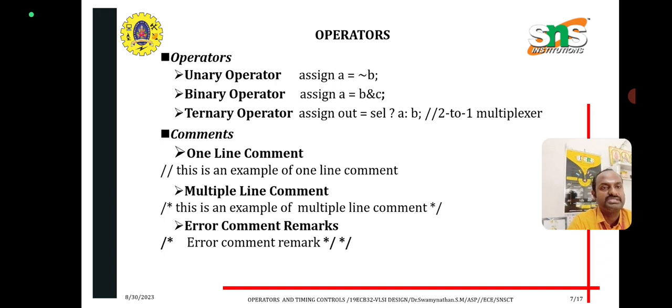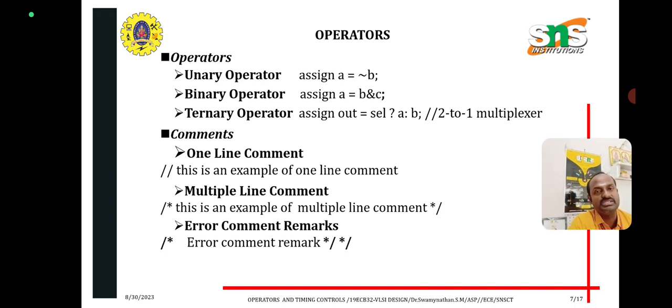Next, the operators: there are unary operators, assign A is equal to not B, and binary operators, assign A is equal to B and C. So B is ANDed with C and the value is stored in A, using the keyword assign. Ternary operators mean select: A is equal to select, a 2 to 1 multiplexer is used. Based on the select signal, if S is equal to 0, the first input is given as output. If the select line is 1, the second input is the output.